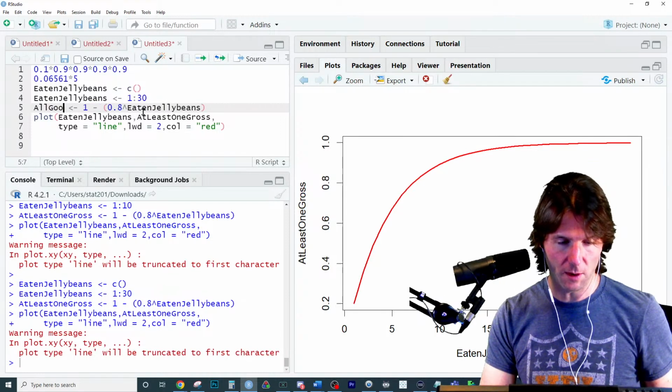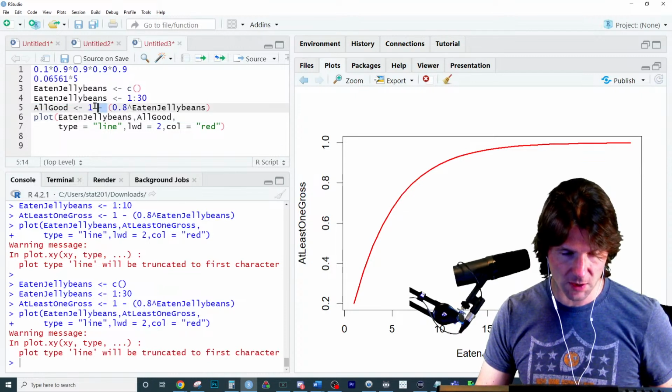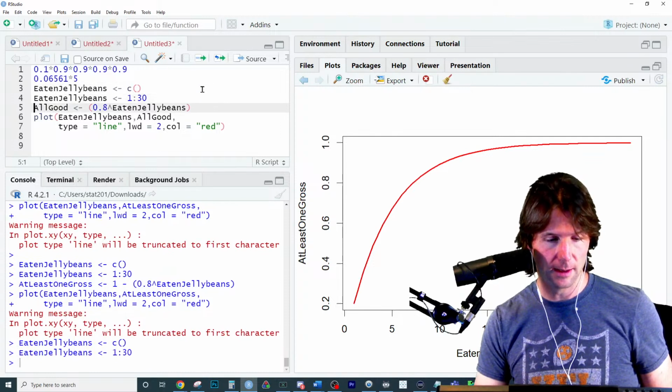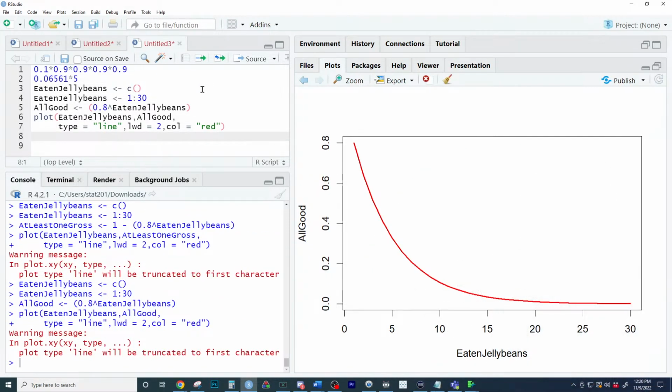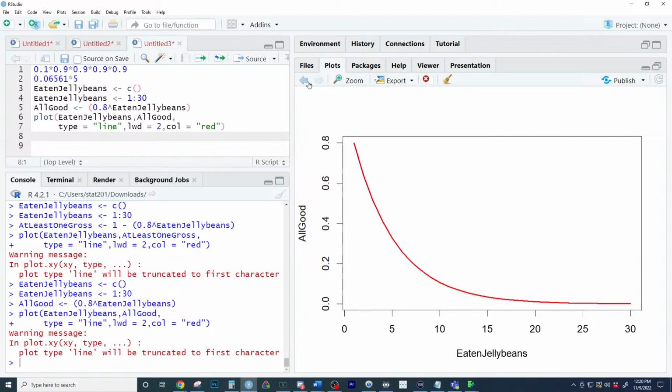So the probability of all good jelly beans is going to go down. Now this is just the probability of all good jelly beans. If you eat one jelly bean, it has an 80% probability of being good. And then as you eat more jelly beans, the probability of all the jelly beans being good is going to decrease. And then the complement of that is, you see how these are just reverse curves of each other? So that's why the curves kind of go in reverse right there.